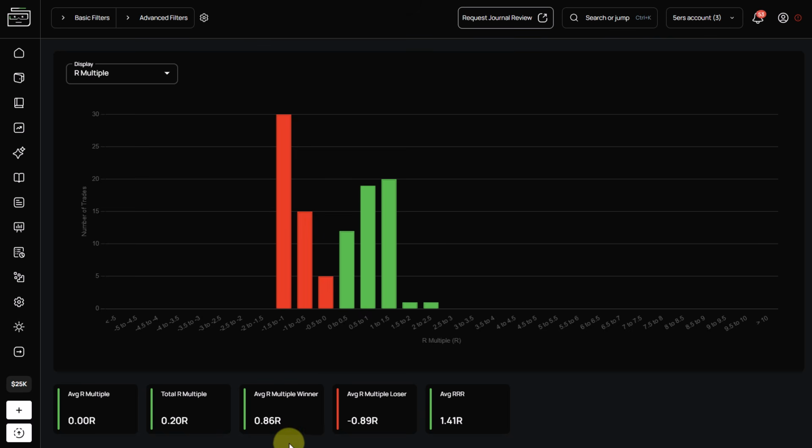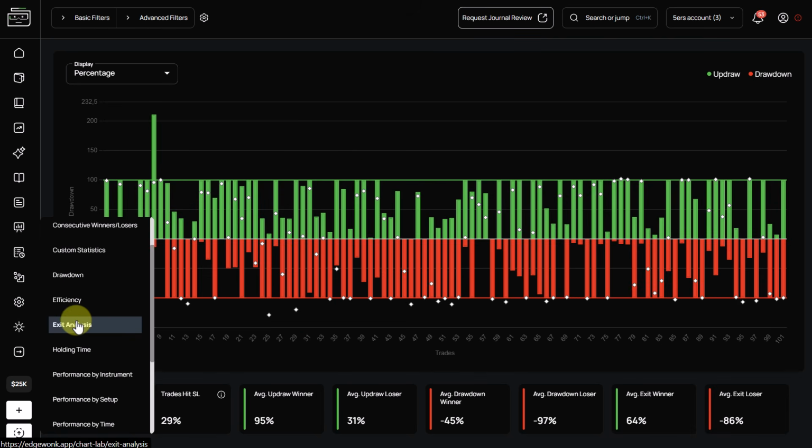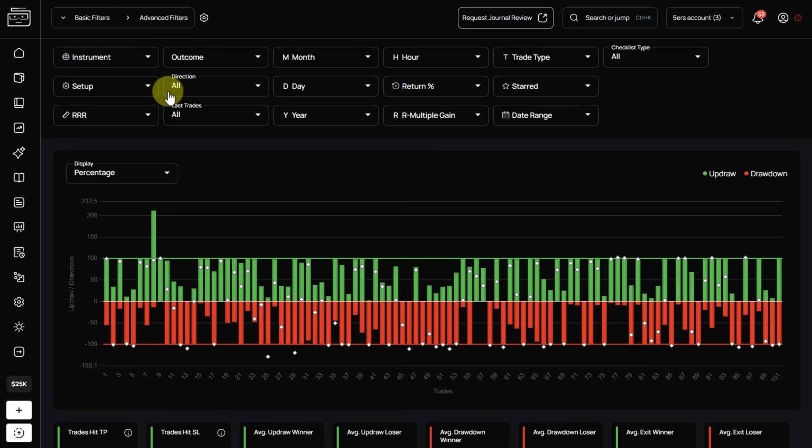There are ways how you can be profitable with a 1-to-1 reward to risk ratio, but for that you need a much higher win rate. So we want to dig into that. How can we get the winners up? Let's try to see if there's a way. What I want to do next is go to the chart lab, exit analysis. And here I want to look at his winners specifically because we want to see how we can get the winners up.